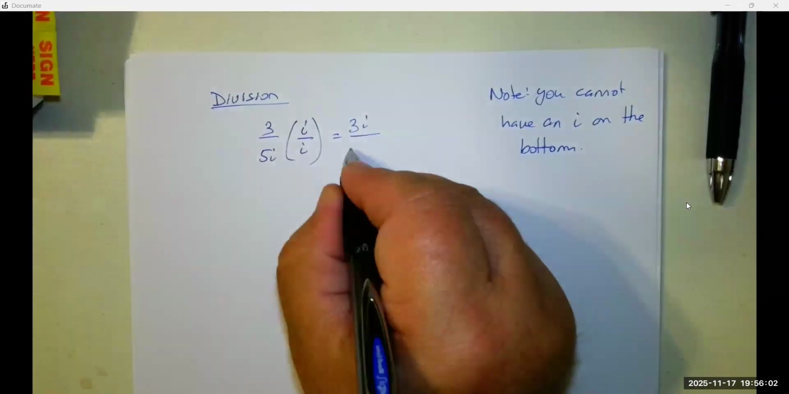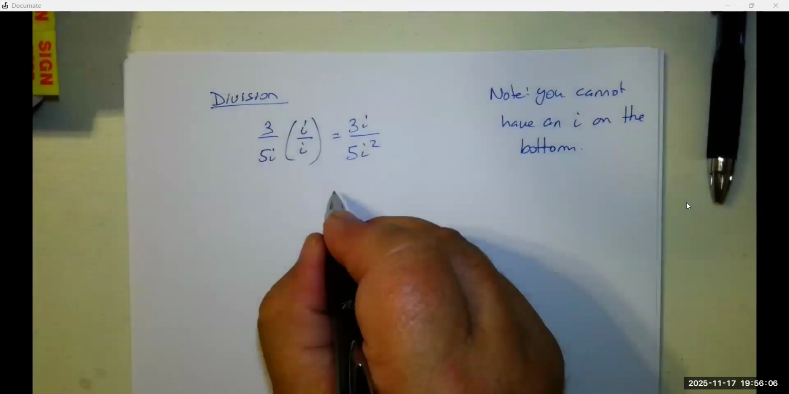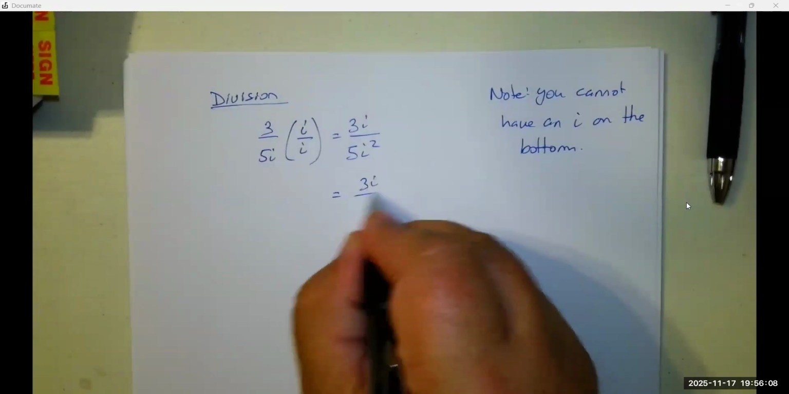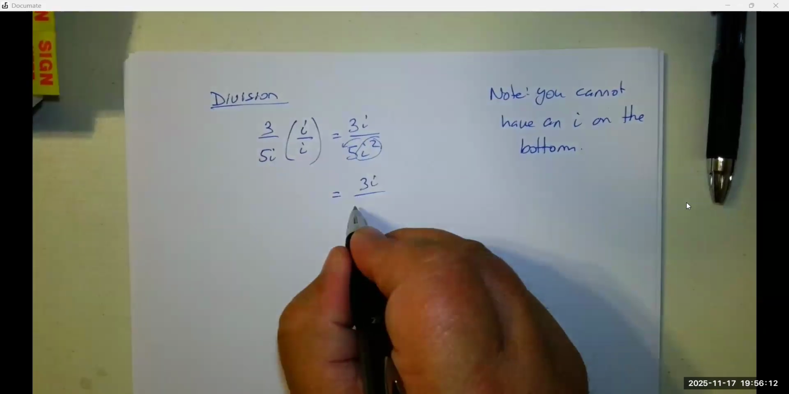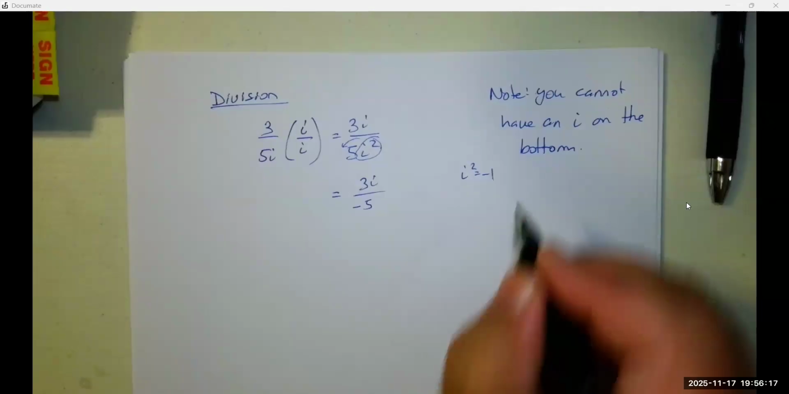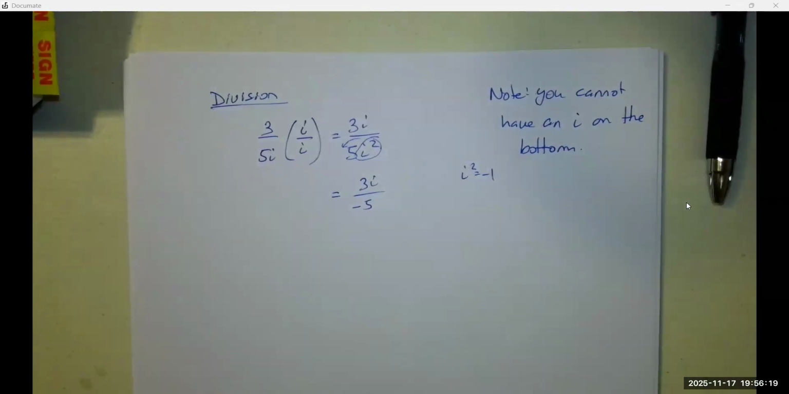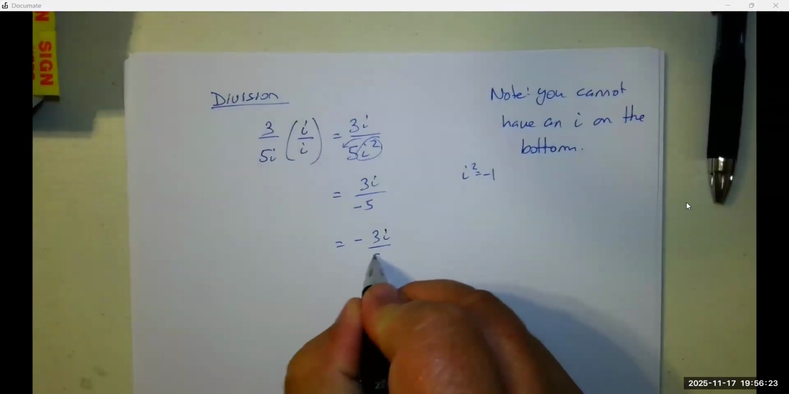So we have 3i on top, 5i squared on the bottom. Remember, whenever we have i squared, it just changes the sign in front of it. It becomes -1. So this answer is -3i over 5.